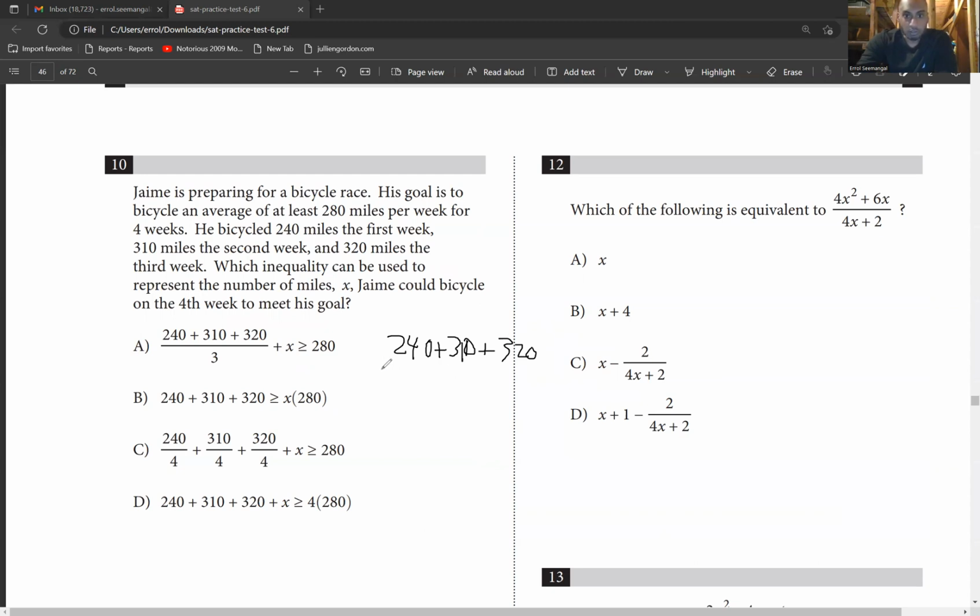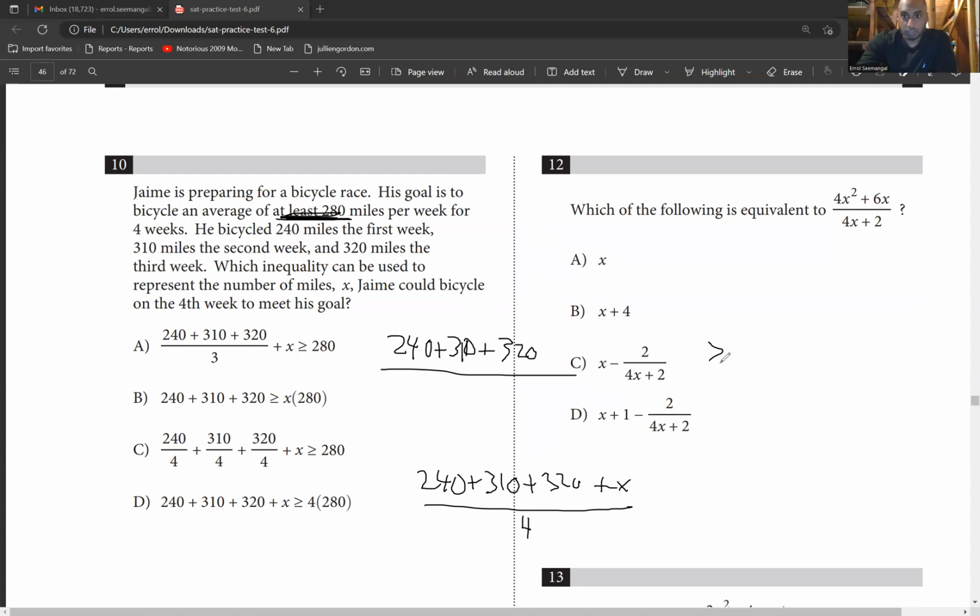meet his goal? Okay, so we want to divide this by what number here? 4. 240 plus 310 plus 320 plus X over 4 equals what? Or is it greater than or equal to? At least 280. What is that? At least. Greater than or equal to? Yes, greater than or equal to.